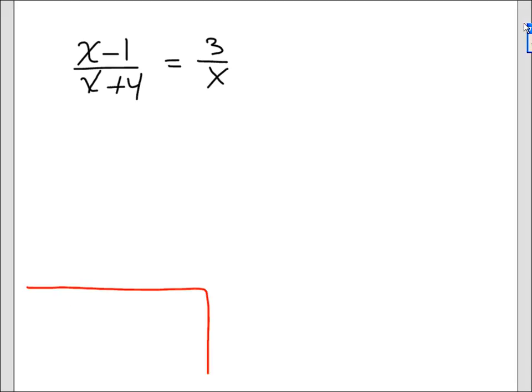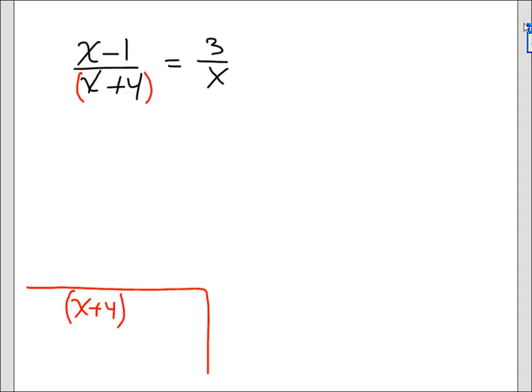Okay, one more problem. Last one. Suppose you had x minus 1 divided by x plus 4 is equal to 3 over x. So we want to find the LCD, so we can multiply and clear out the denominators. The first factor in the denominator I see is x plus 4.